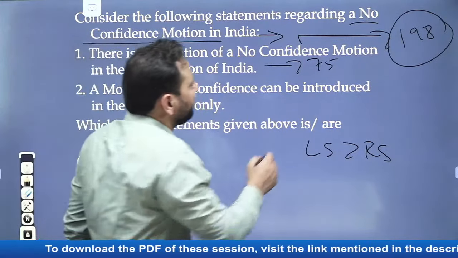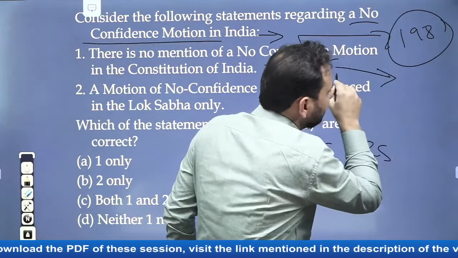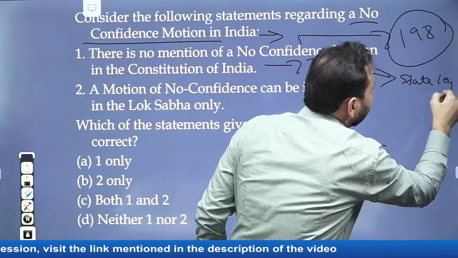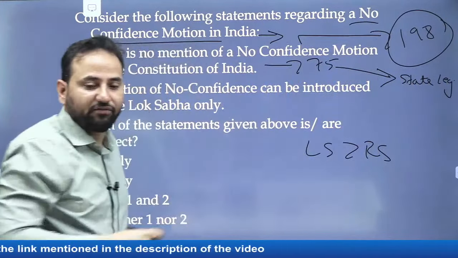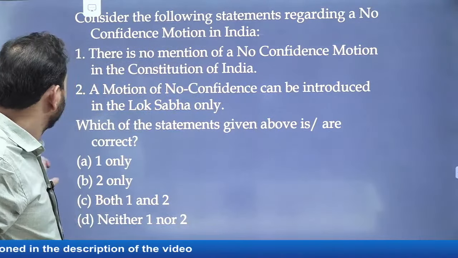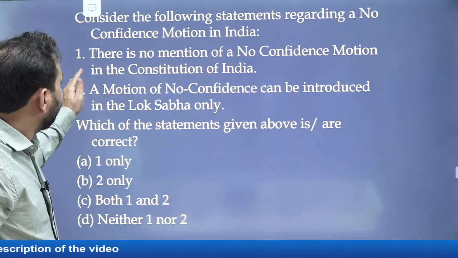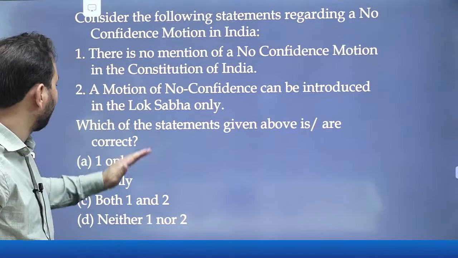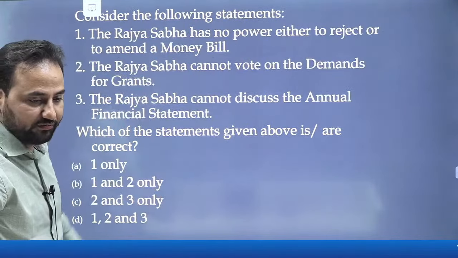If it is about Article 75, then which article will it be related with reference to the state legislature? Can anybody tell me? The same article for the state legislature. So the answer would be: 1 is incorrect. A motion of no confidence can be introduced in the Lok Sabha only. The answer would be B, obviously.